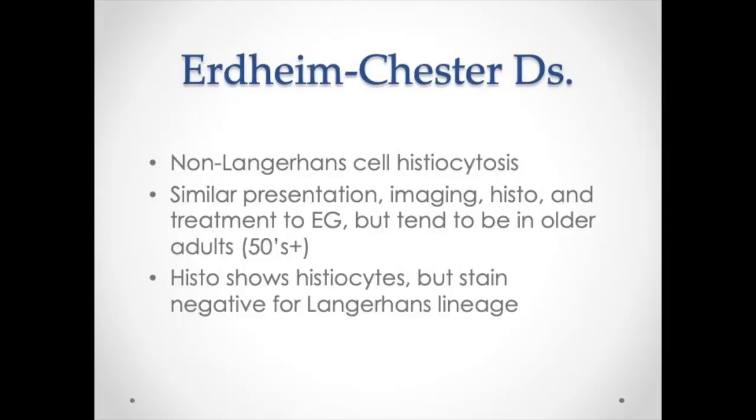Erdheim-Chester disease is basically the same exact thing with the same presentation, except it's a non-Langerhans cell histiocytosis. It has similar histology, similar treatment, all of that stuff, but this one tends to be in older adults. So whereas children tend to get Langerhans cell histiocytosis, adults tend to get Erdheim-Chester disease. Histology will show histiocytes, but they will stain negative for the Langerhans lineage, like CD1a and CD207. But they will typically be CD68 positive, which is the histiocytic lineage stain.